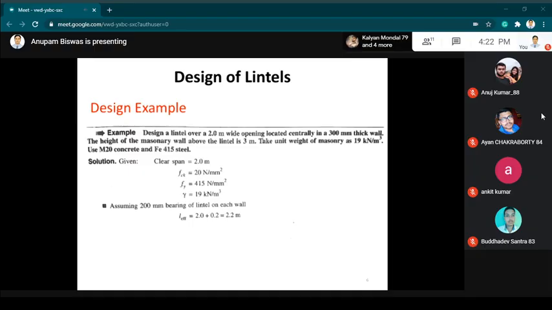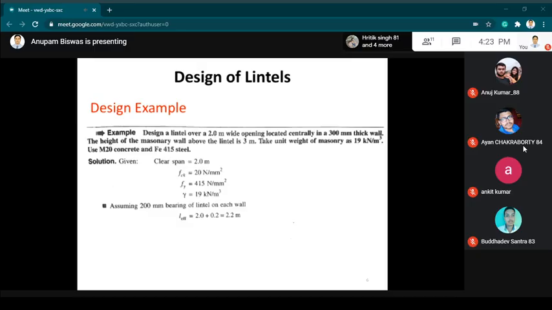It is asked to consider 19 kilonewton per meter cube. Okay, the unit weight of masonry wall is 19 kilonewton per meter cube. All of you must remember this. And it has been asked to consider M20 grade of concrete and Fe415 steel.